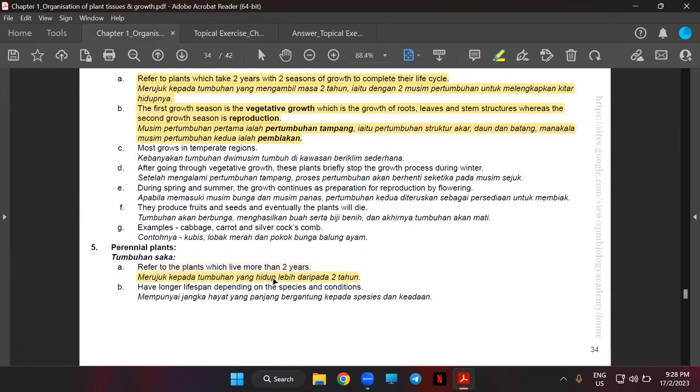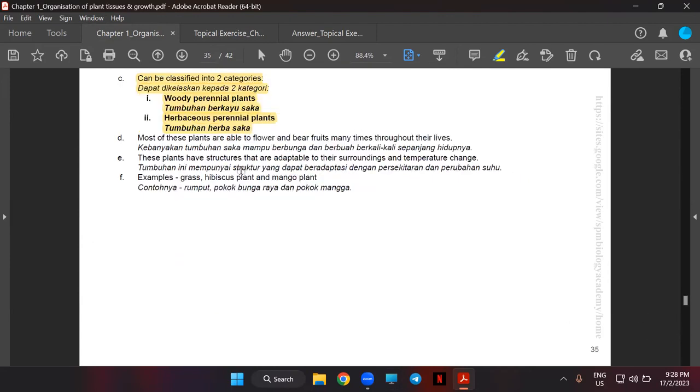Wait, let me padam ini dulu. No, not here. This one. These plants have structures that are adaptable to the surroundings and temperature change. You see, so apa dia? Tumbuhan ini mempunyai struktur yang dapat beradaptasi dengan persekitaran dan perubahan suhu. Jadi kalau persekitaran berubah, suhu berubah, pokok ni masih boleh hidup. Dia boleh beradaptasi, menyesuaikan dirinya dengan persekitaran dan suhu yang berubah-ubah.